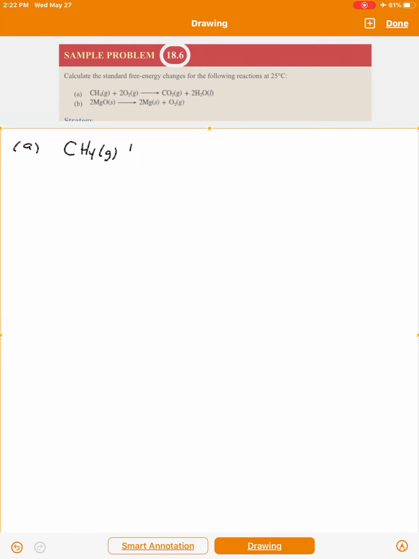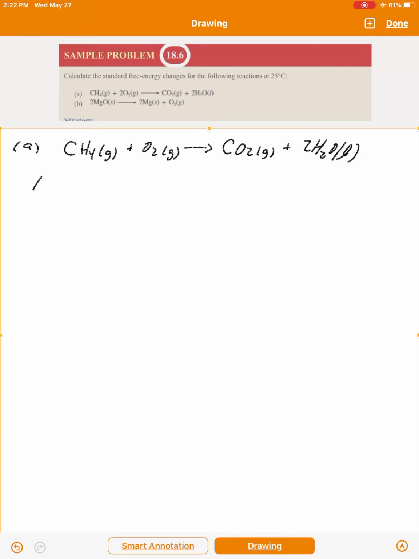Sample problem 18.6. Calculate the standard free energy changes for the following reactions at 25 degrees Celsius. The first one is CH4 gas plus 2O2 to form CO2 gas plus 2H2O liquid. So let's try that one first. This is a combustion reaction. Combustion reactions release energy in the form of heat. So we should find that this reaction should be spontaneous. We should get a negative delta G for this reaction.